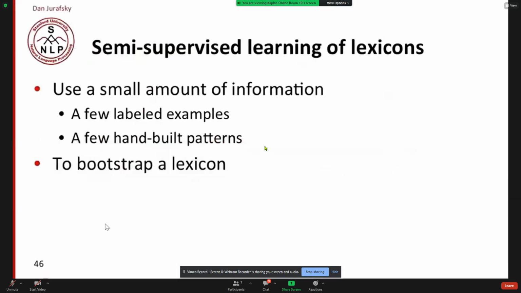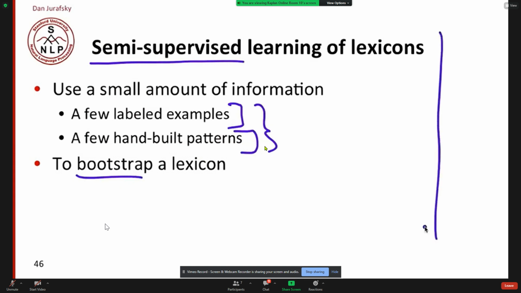There are sentiment lexicons available. For lots of other purposes, we'd like to build our own sentiment lexicon. And the way we do this is often by semi-supervised learning. The idea of semi-supervised learning is we have some small amount of information. Maybe we have a few labeled examples, or maybe we have a few hand-built patterns. And from that set of data, we'd like to bootstrap a complete lexicon.